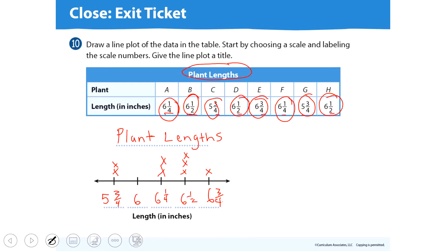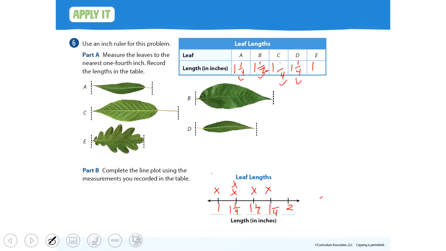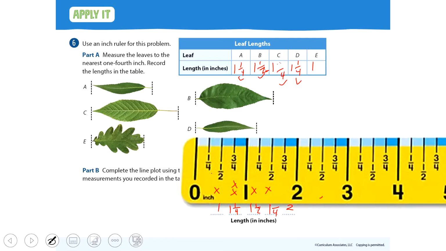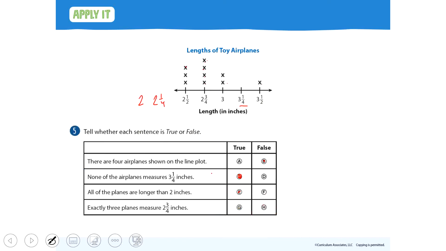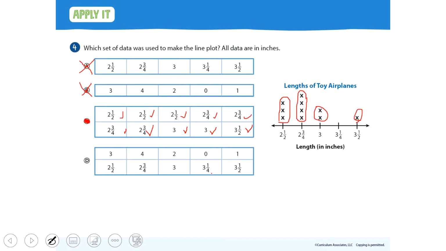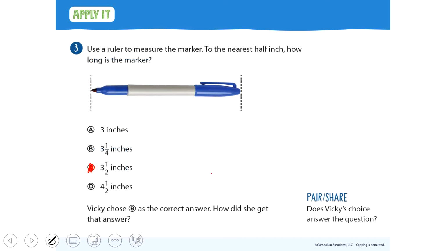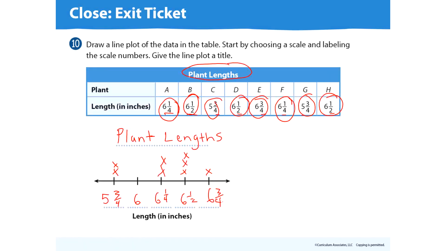So if you can do these things, you can make line plots like this from a data table. You can make a line plot from measuring like we did here with our rulers. We measured with our rulers. And you can answer questions about line plots, figure out if they're true or false, or figure out which data table goes with this line plot. And you can measure. So if you do all these things, then you are all set for line plot and measuring to the nearest 1/4 of an inch.